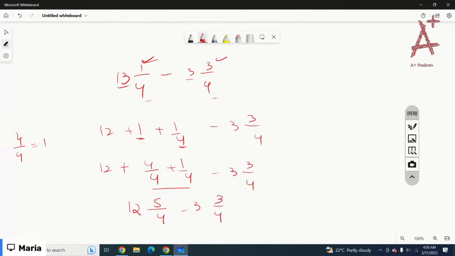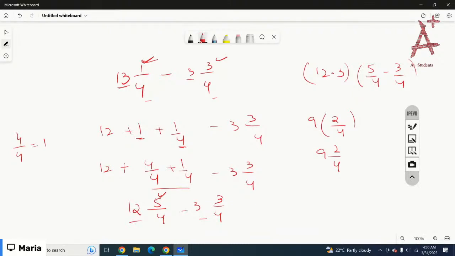Got it? Now see, this is the greater numerator. Now you can subtract. Got it? Just do 12 minus 3 and 5 over 4 minus 3 over 4. Got it? So 12 minus 3 is 9 and 5 minus 3 is 2 over 4. So it is 9 whole 2 over 4. Got it? That means the sand they have left is 9 whole 2 over 4.